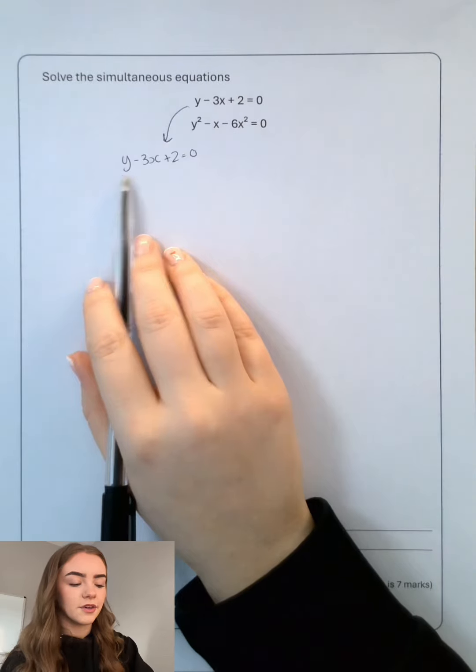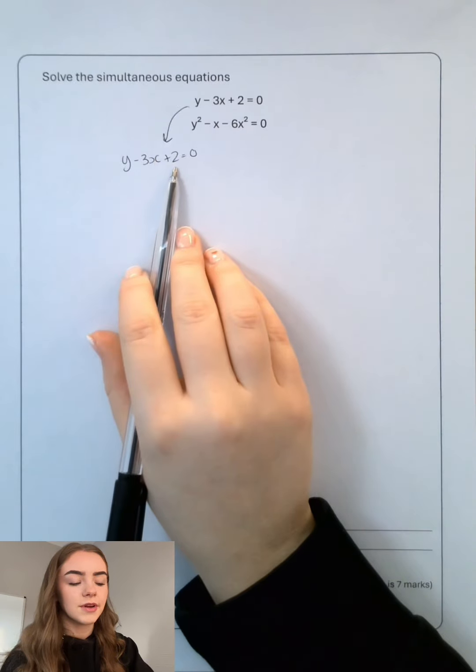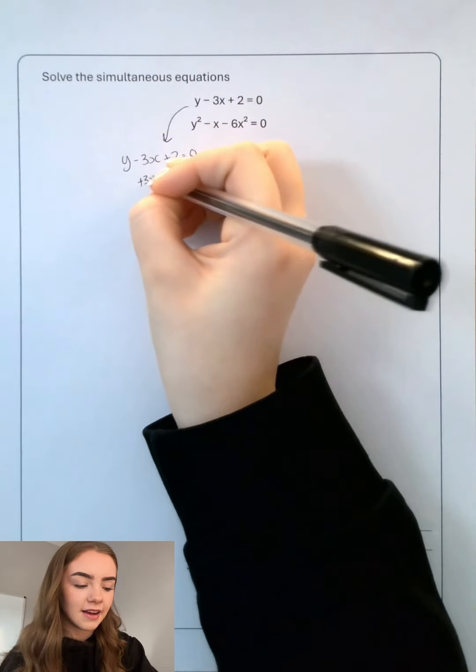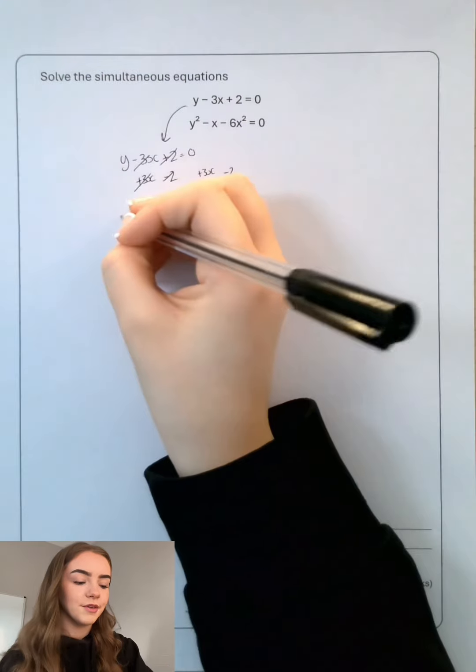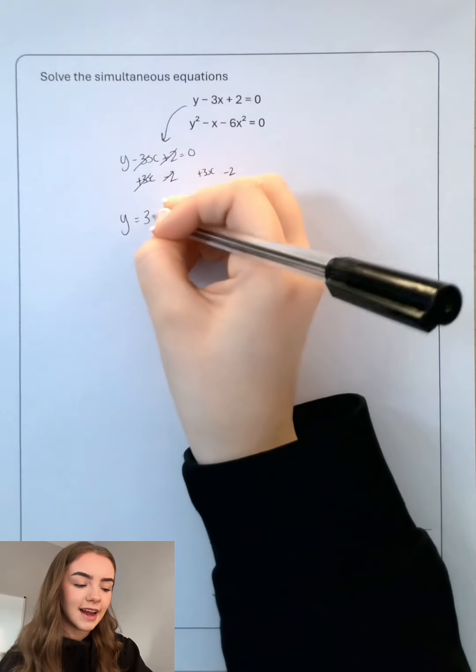To get y on its own, we need to get rid of the minus 3x and get rid of the 2. To do this, we can add 3x to both sides and we can take 2 from both sides. This will leave us with y is equal to 3x minus 2.